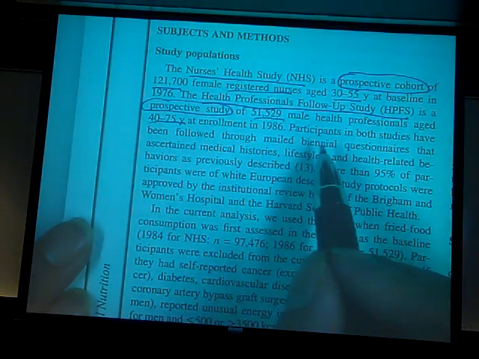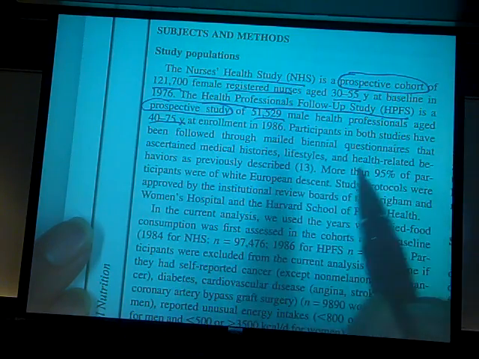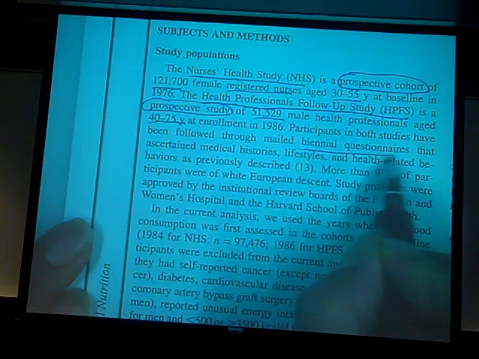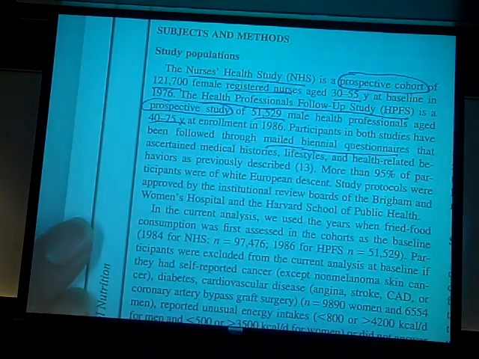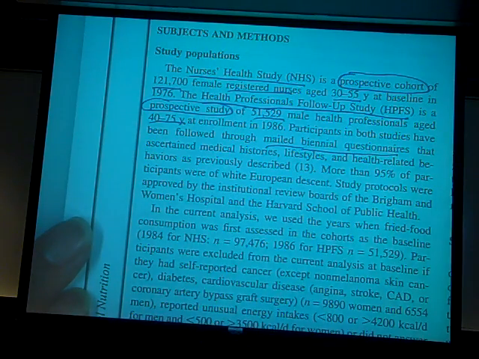So how the researchers collected information from these nearly 150,000 to 160,000 individuals was through biennial mailed questionnaires. Biennial means every 2 years. And these questionnaires included a lot of information, including medical history, lifestyle, and behaviors.